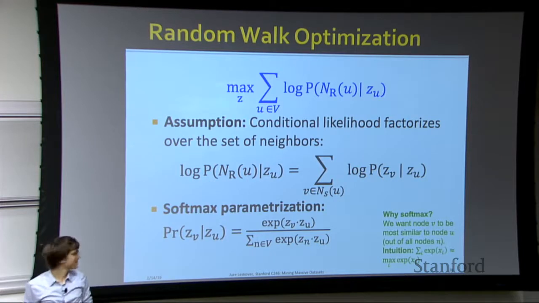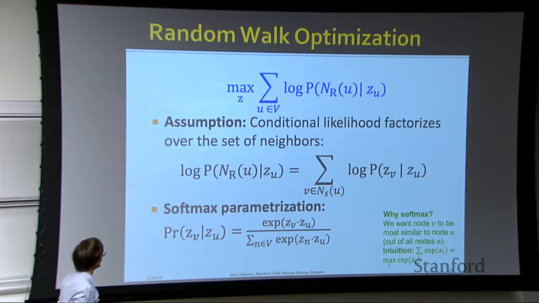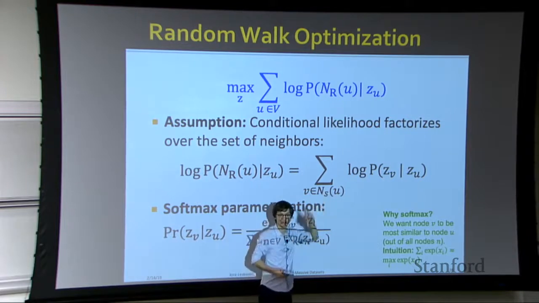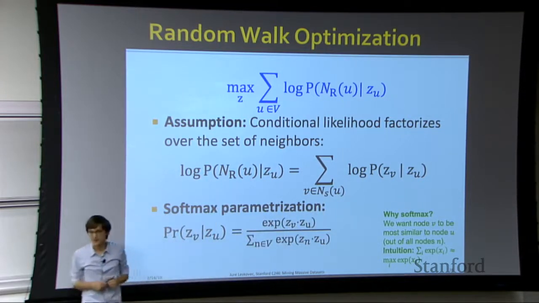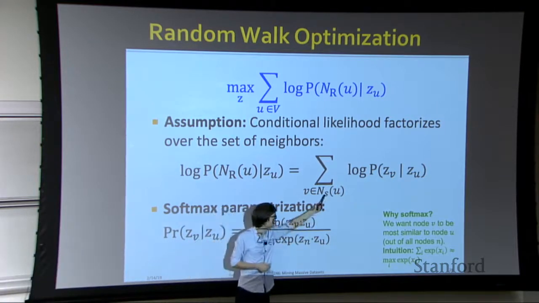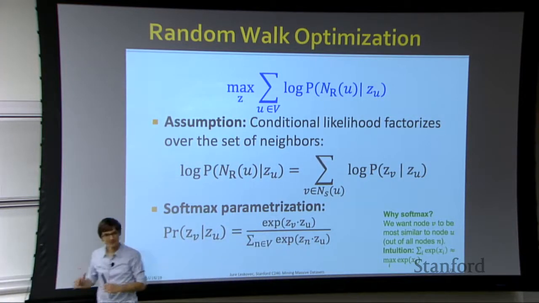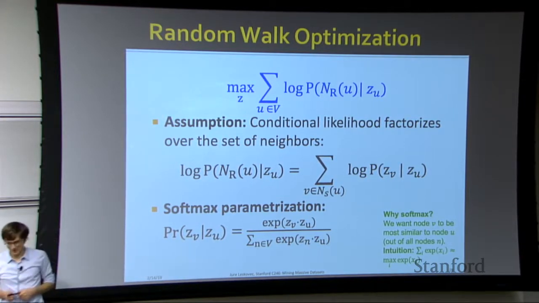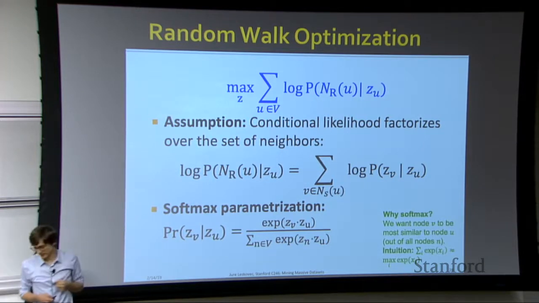What's the meaning of this NS? Is that a typo or is that a different thing than NR? Oh, yes, that's a typo. Sorry, this is NR. Yes, good question. Sorry, I should fix that. I think in the original paper it was S, and then I somehow decided, maybe not too wisely, to rename that to R. All right, good catch, thank you. So that's just the neighborhood set of a given node.